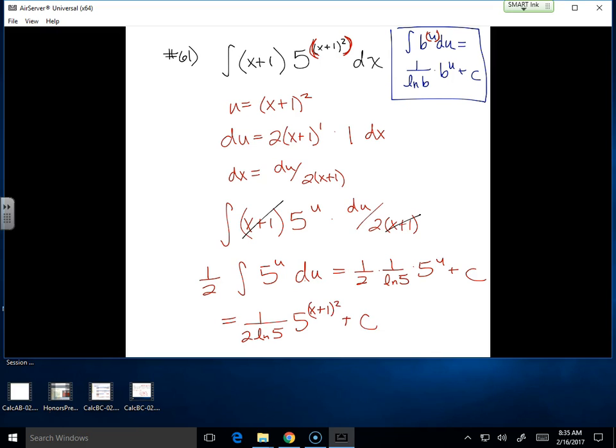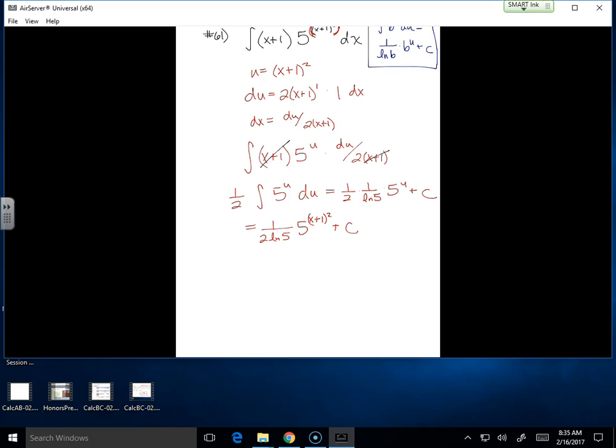Is that good? Sure. Is there another way of writing it? Yeah. Sure. How else could you have written it? 1 over ln of 25. Yeah. Remember, you could pull that 2 up. What did the back of the book have?